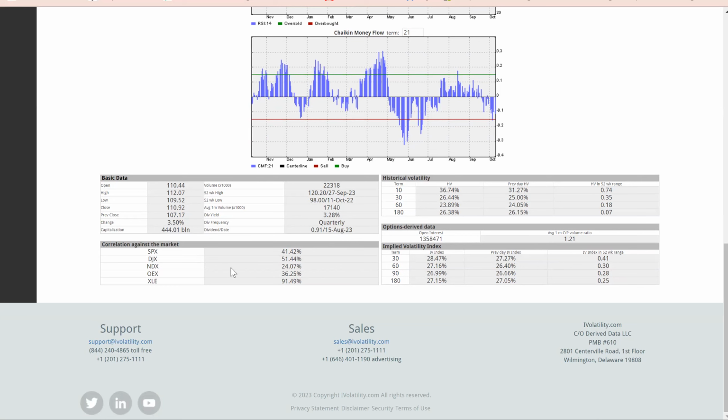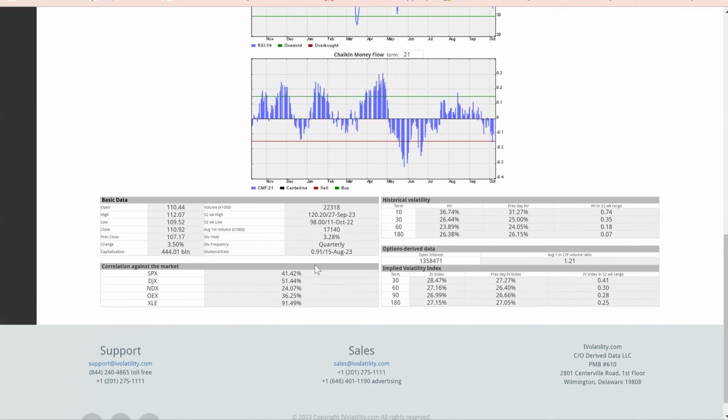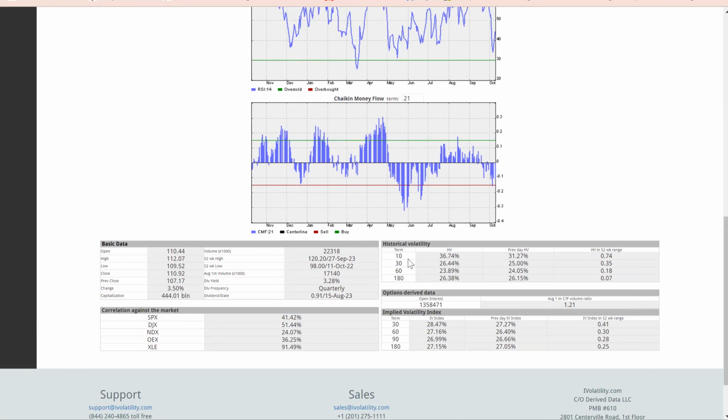You'll also see correlations. What's been interesting about Exxon, which is not really a big surprise, is it's trading more in line with ups or downs in oil, less so with the market indices like the S&P, the Dow, NASDAQ. So it's very interesting to look at sometimes if you're into those correlations. And then here is cool because you get snapshots on the most popular historical volatility terms and the most popular implied volatility terms.